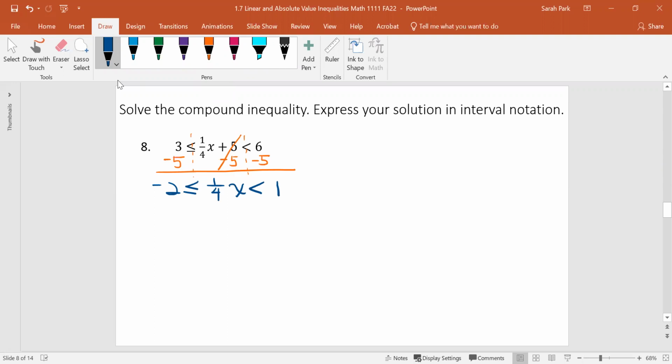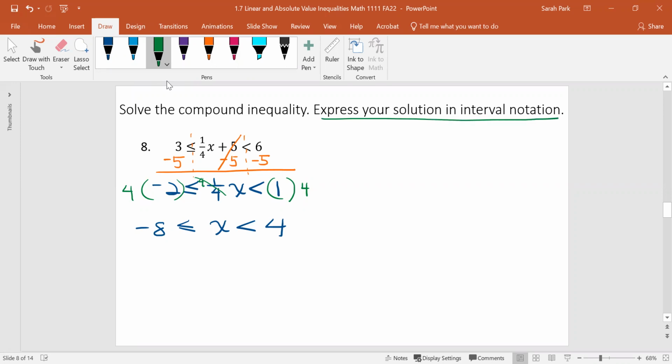Now this 1/4, we can get rid of by multiplying both sides, or all 3 sides, by 4. And then we have 4 times negative 2, which is negative 8, less than or equal to x less than 4. Let me show that the 4 is canceled. So we have x in the middle. It means x is between negative 8 and 4. We can also read this as x is greater than or equal to negative 8, but less than 4.